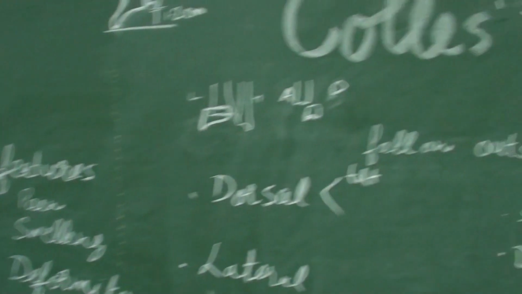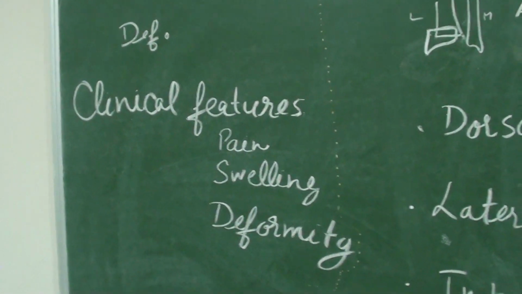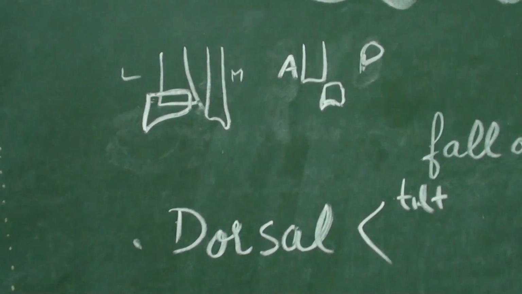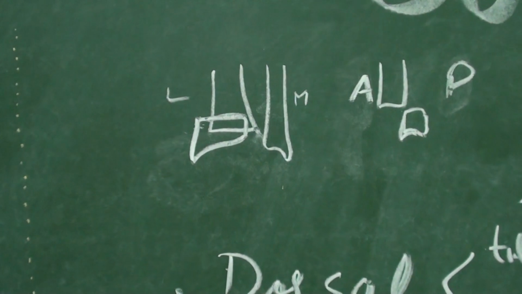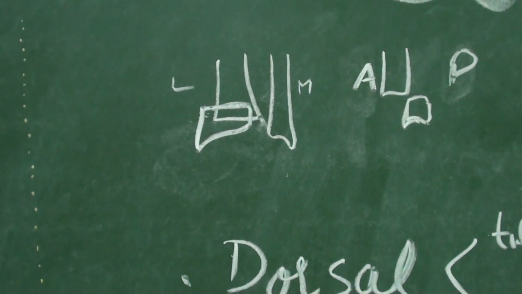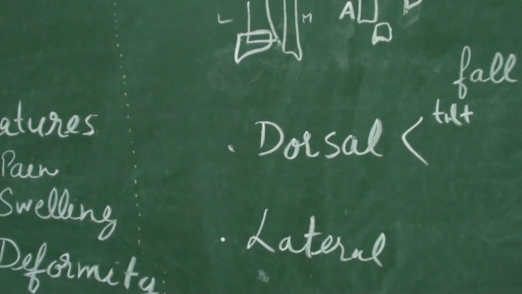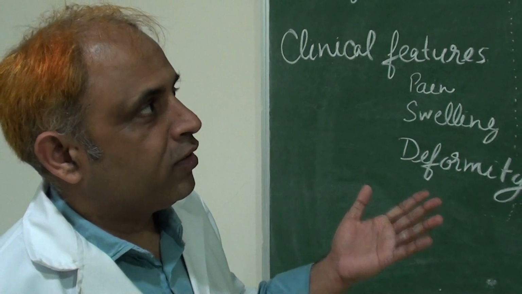Starting with the definition of Colles fracture. Colles fracture is the fracture of the distal end of the radius, 3/4 to 1 inch from the distal articular surface at the cortico-cancellous junction. The Colles fracture is named after Abraham Colles, who described this fracture.